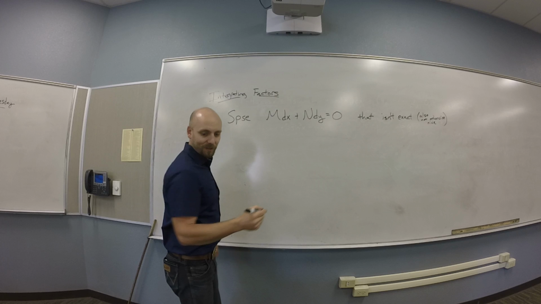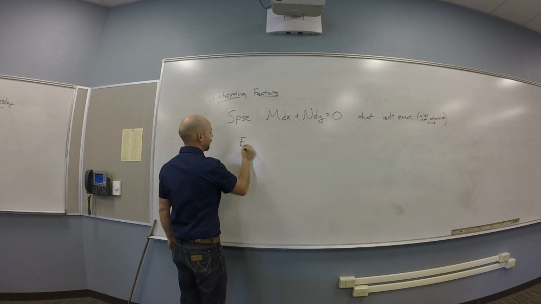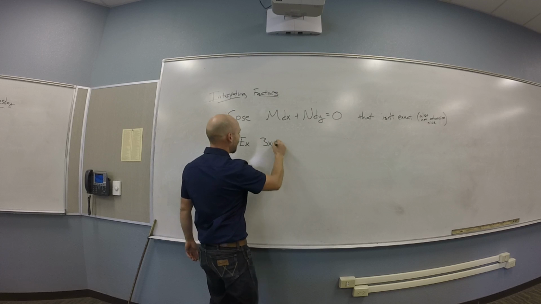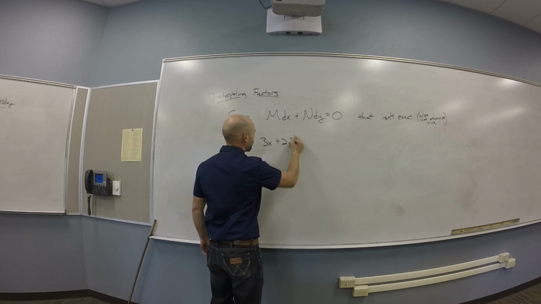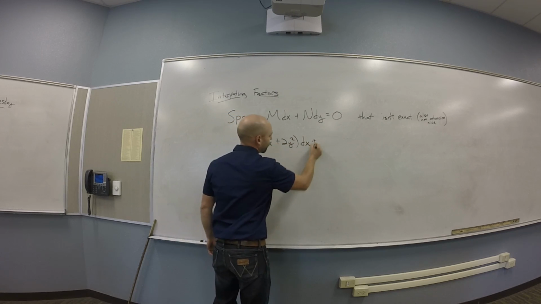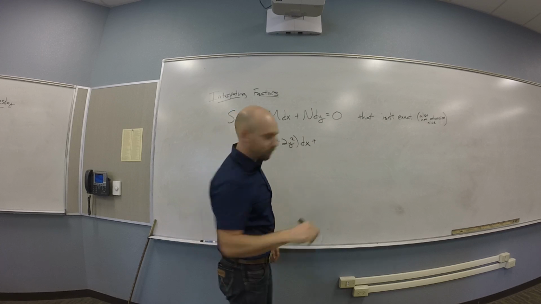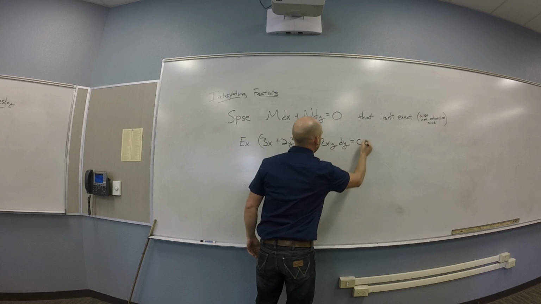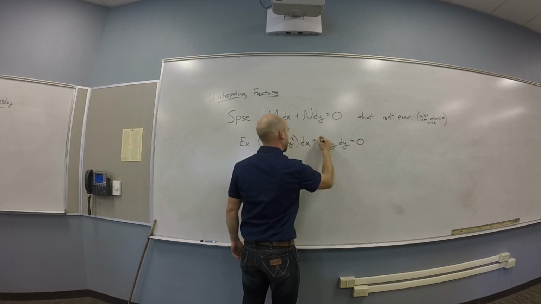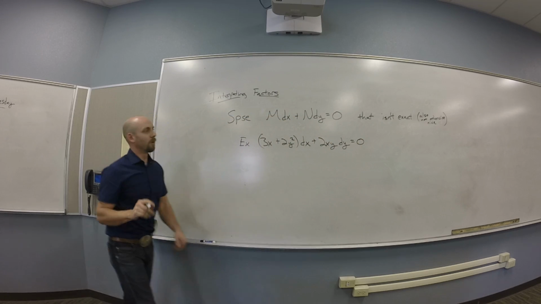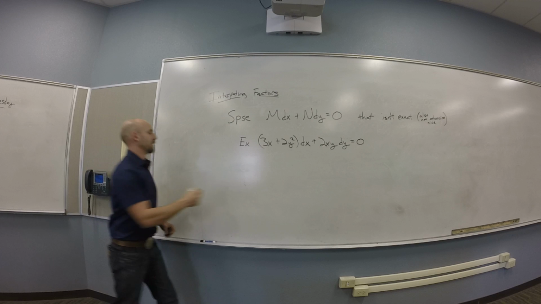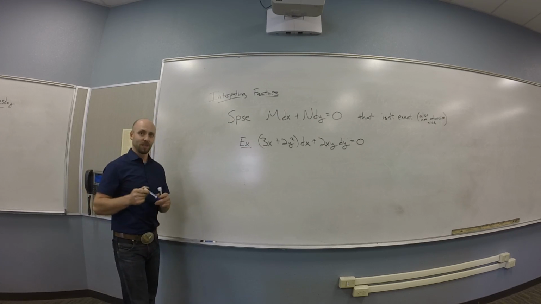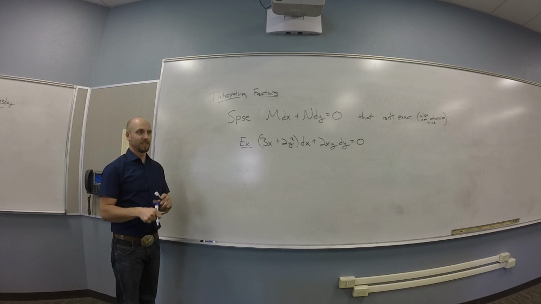So an example of something like that might be like (3x plus 2y squared) dx plus 2xy dy is 0. So how do I check to see if this is exact? I probably should have done that when I wrote my notes, but I didn't. I trusted someone. How do I check to see if this is exact?